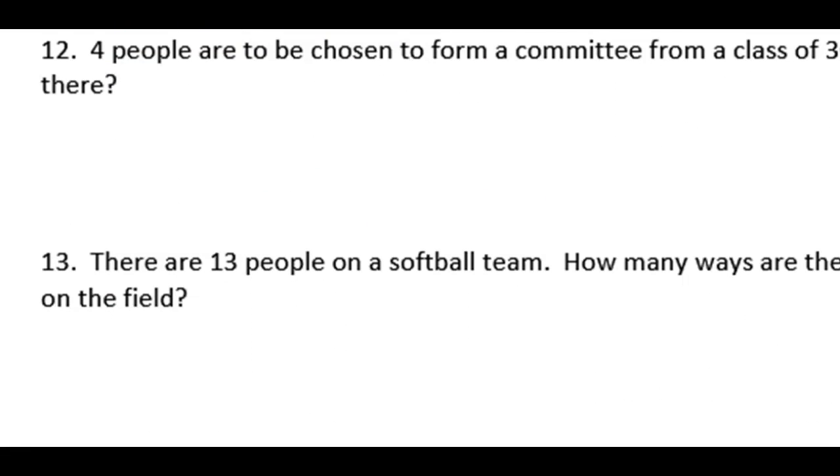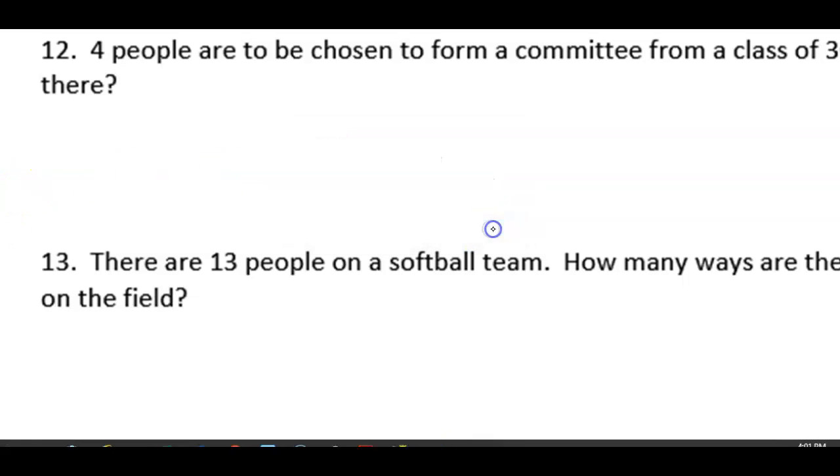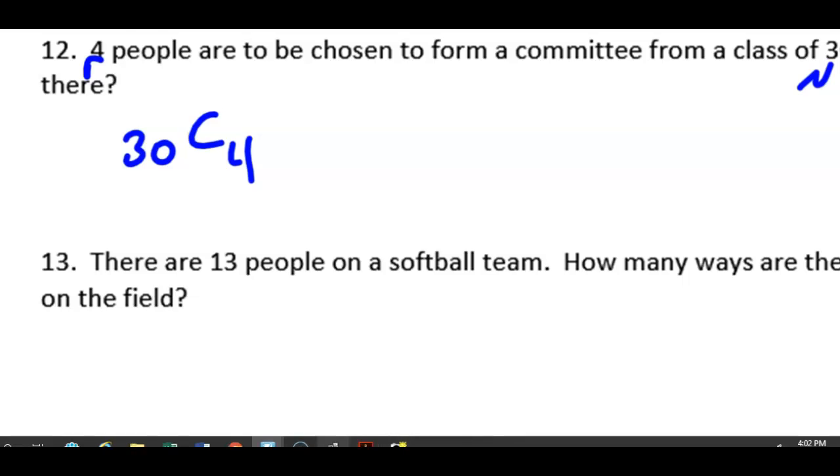4 people are to be chosen for a committee from a class of 30. How many possible committees are there? So this is going to be r, and 30 is n. And this is a committee. It doesn't reference anything about order, so it's not a permutation, it's going to be a combination, right? So any 4 people out of 30 to make this group. That's going to be 30 choose 4. I'm going to go to my calculator for that one.